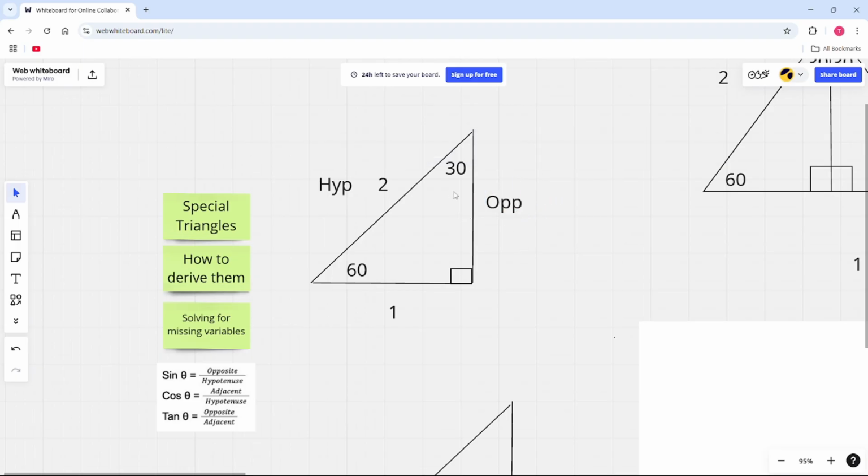However, the same could be said for the 30 degrees over here. The 1 is essentially directly opposite to the angle itself. So then the side length 1 will essentially be your opposite.